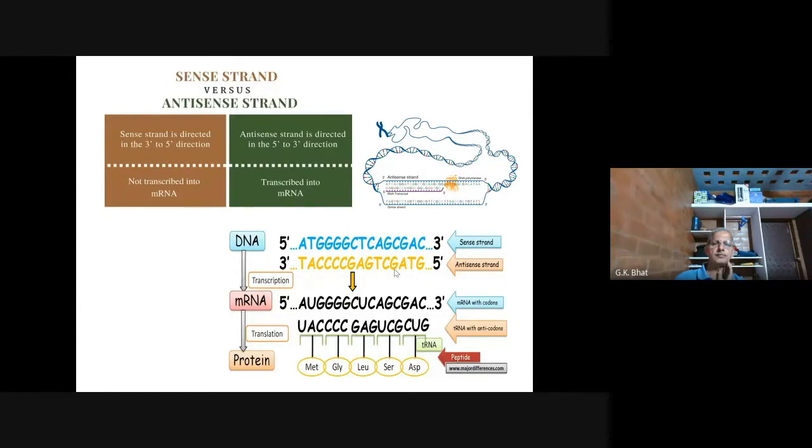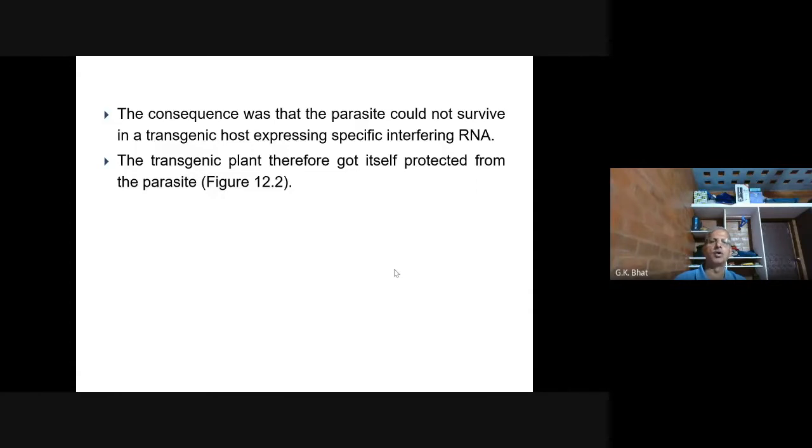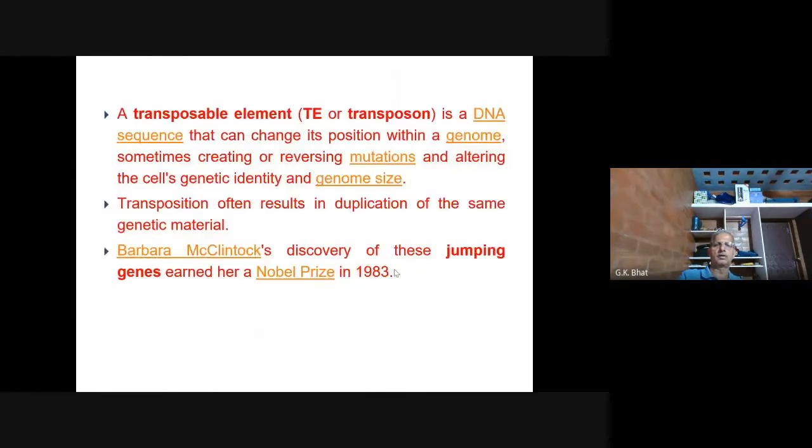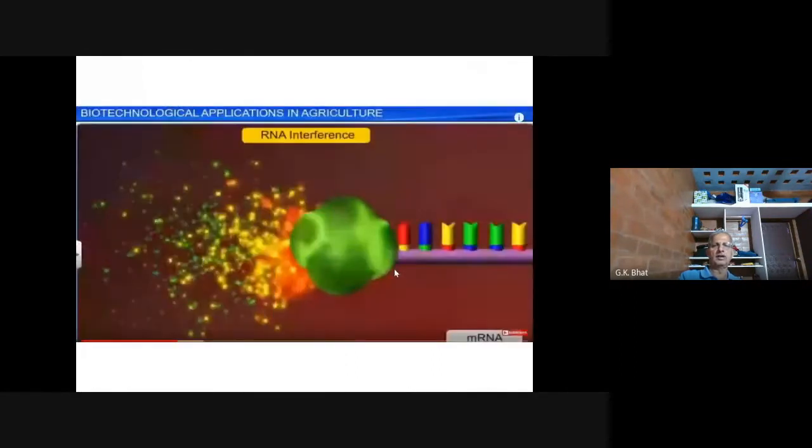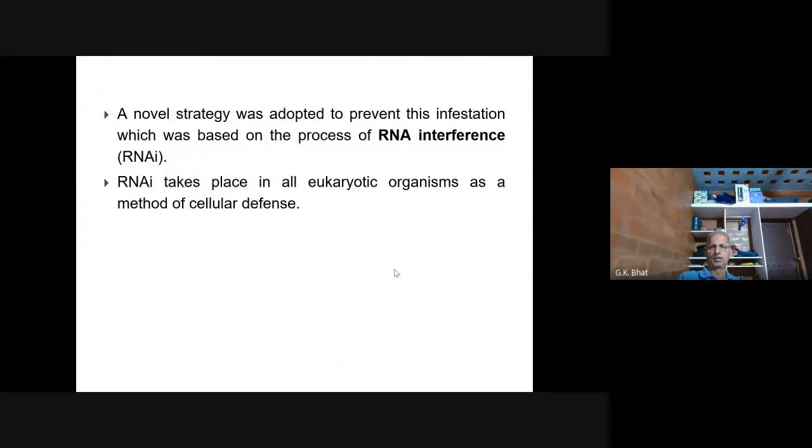Okay, good. Now, the consequence is that the parasite could not survive in a transgenic host expressing specific interfering RNA. Whenever this DNA is introduced, it blocks the functioning of the mRNA, and therefore it is called RNA interference. I repeat here, this is about transposable elements. What is RNA interference? A novel strategy, always asked as a short note or 5 marks question. A novel strategy was adopted to prevent infestation by the nematode, based on the process of RNA interference or RNAi. RNAi takes place in all eukaryotic organisms as a method of cellular defense.